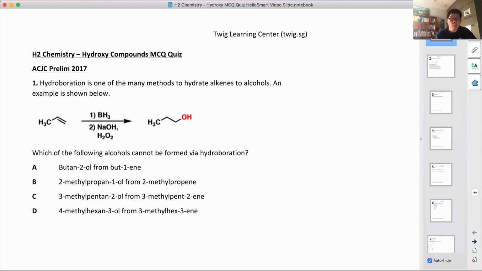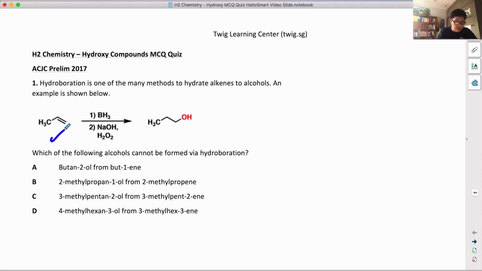Let's go with question 1. Which of the following alcohols cannot be transformed by this hydroboration process? If you look at this compound here, let me draw it out first. This is what it looks like.